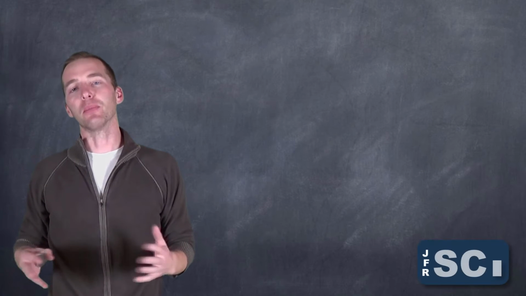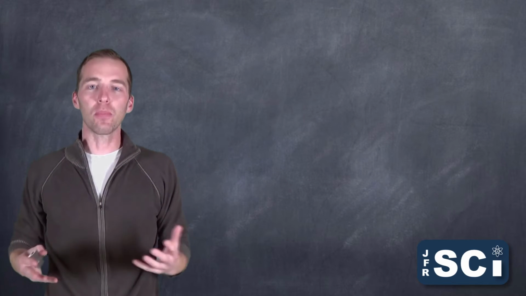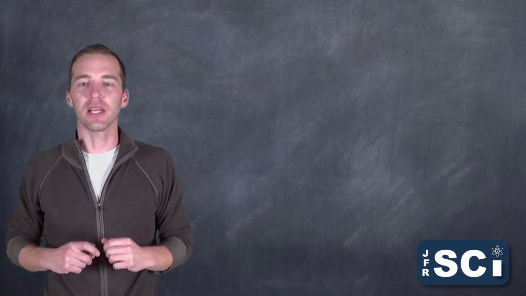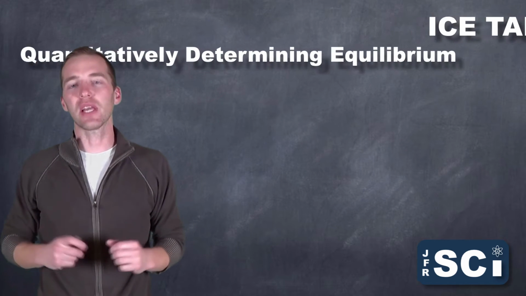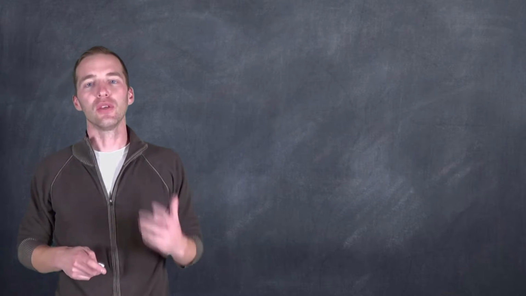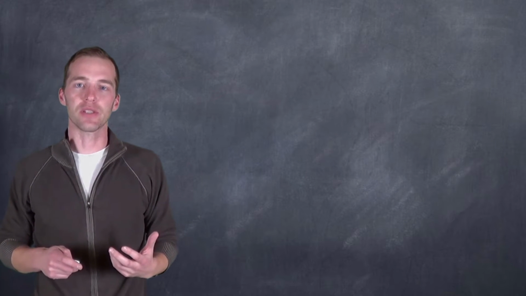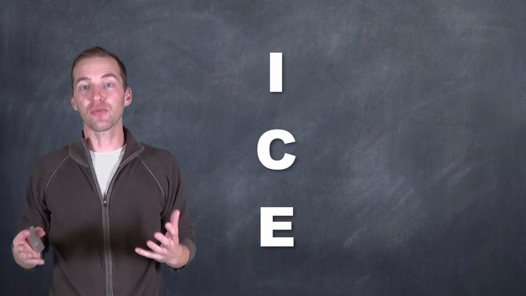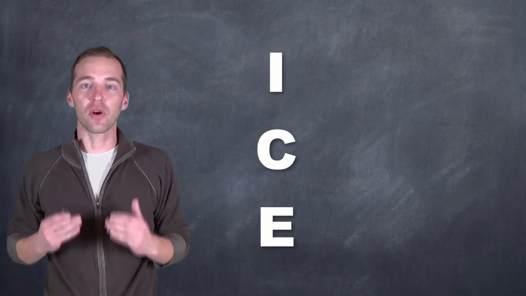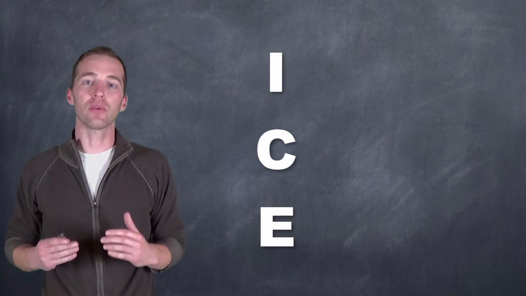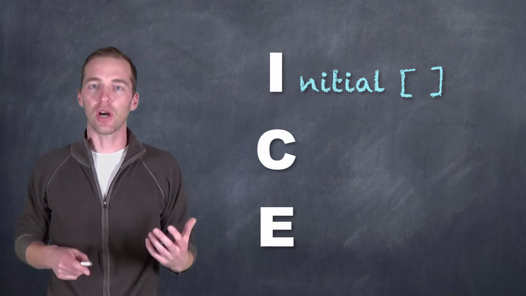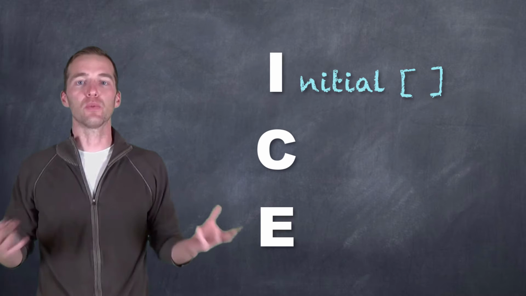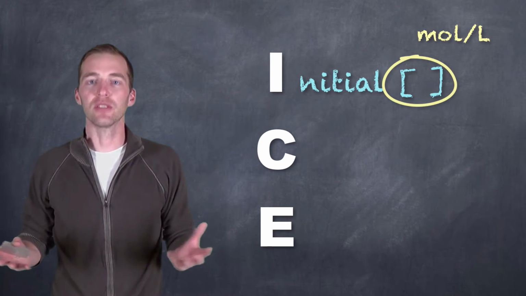When we talk about ICE tables, they are something that can help us with equilibrium calculations. That is, it really just simplifies and lays out all of the calculations that we have to perform using equilibrium concentrations. So ICE stands for a different set of concentrations at different points throughout an equilibrium system. The I refers to the initial concentration, and when we're dealing with concentration, we're talking about molar concentrations.